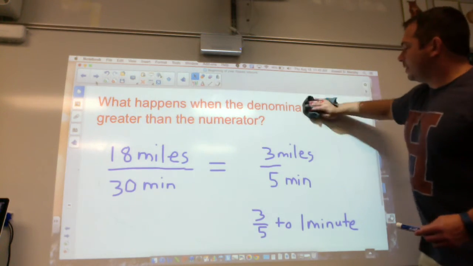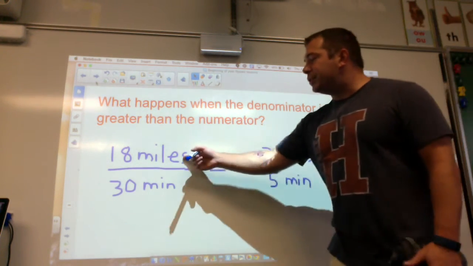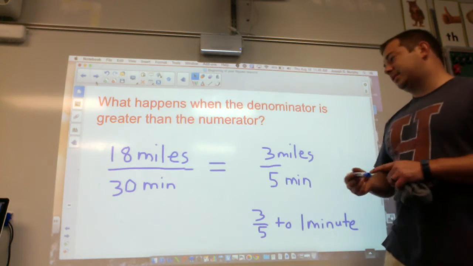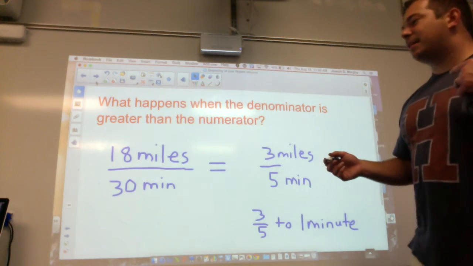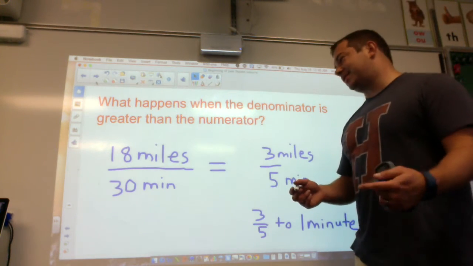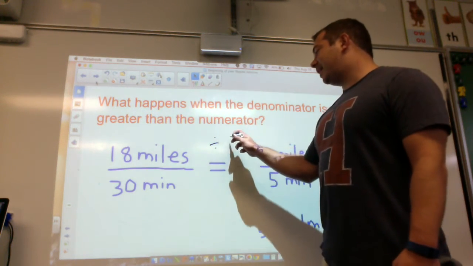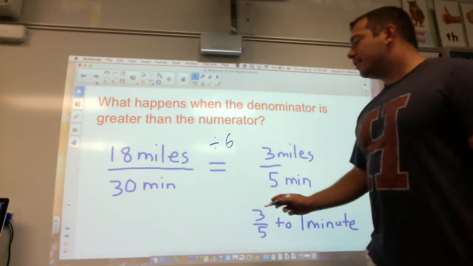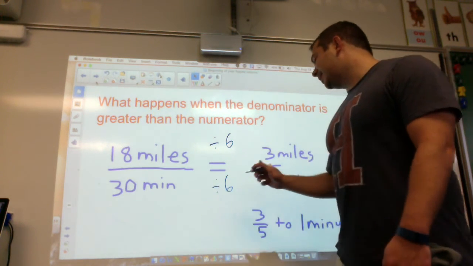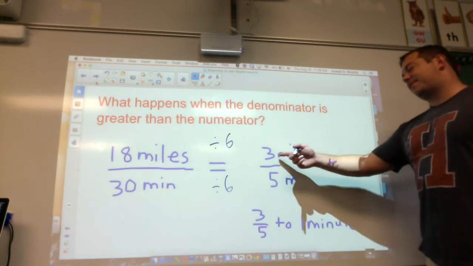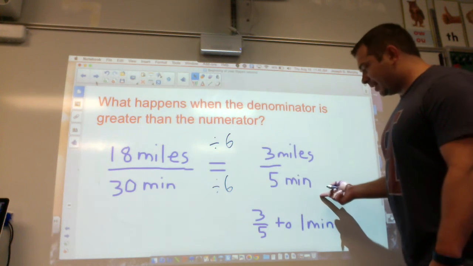So to save you some time, let's reduce it first. They both have a common factor of 6. Their greatest common factor is 6. So 18 divided by 6 equals 3. 30 divided by 6 equals 5. Alright, so I'm not at a unit rate yet, because for every 3 miles it takes me 5 minutes.